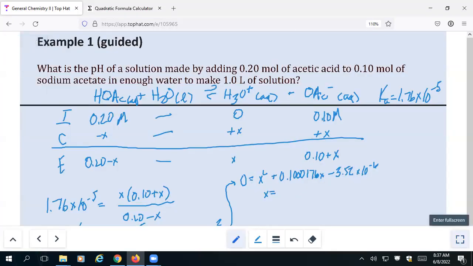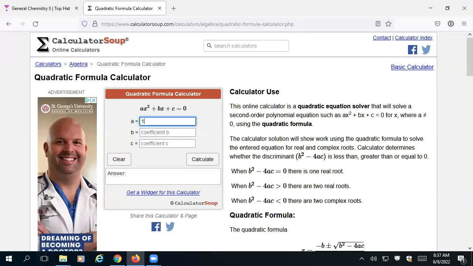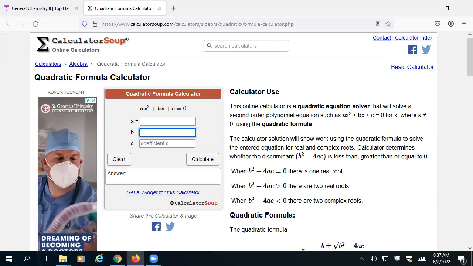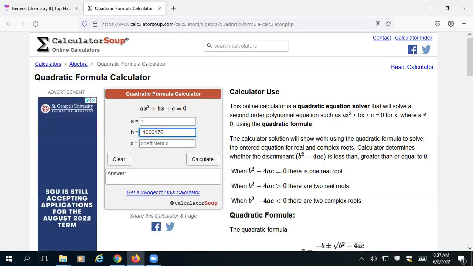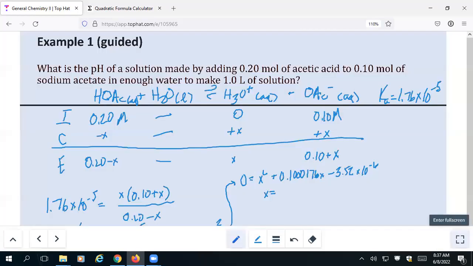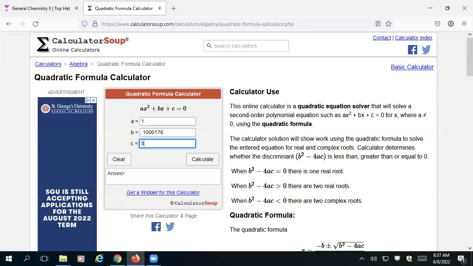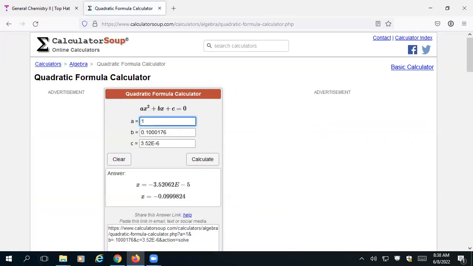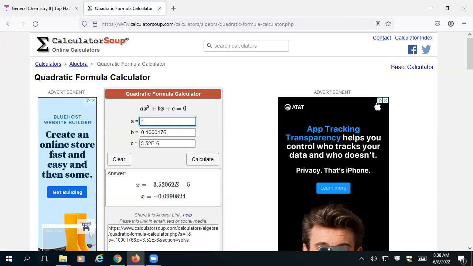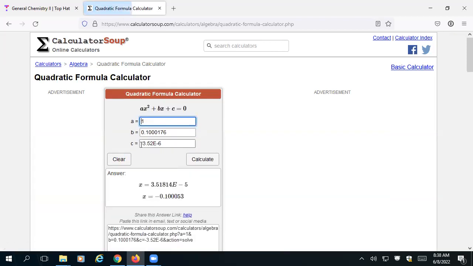So A is equal to 1. B is equal to 0.1000176. C is equal to negative 3.52 times 10 to the negative sixth. There we go.